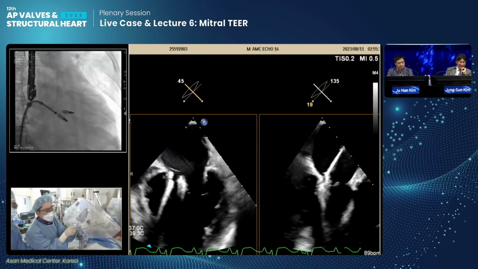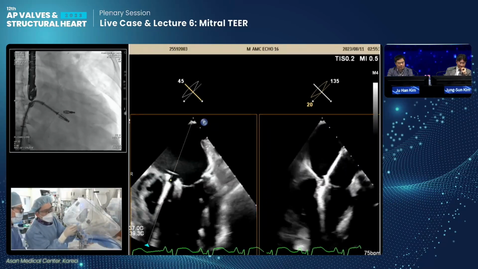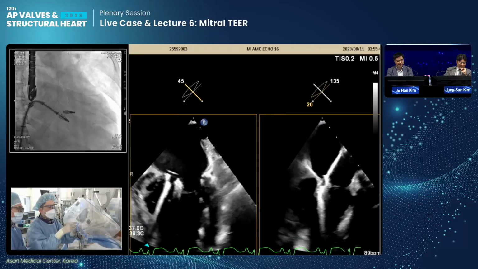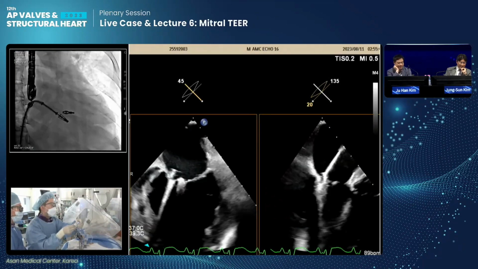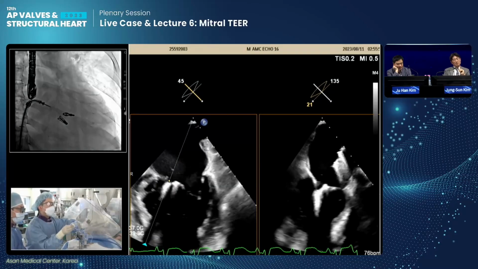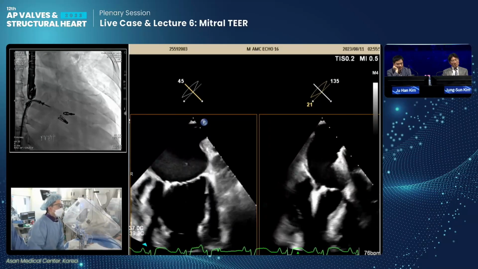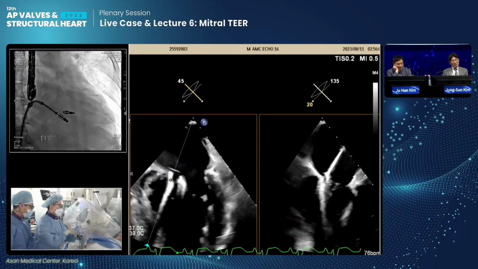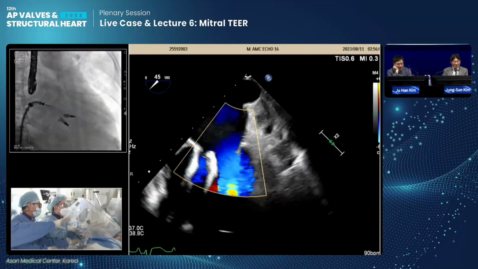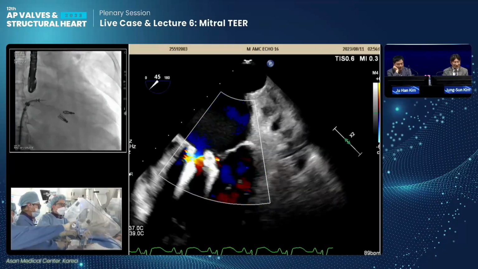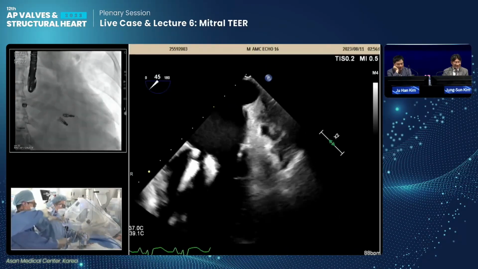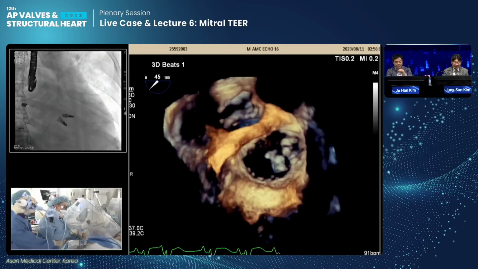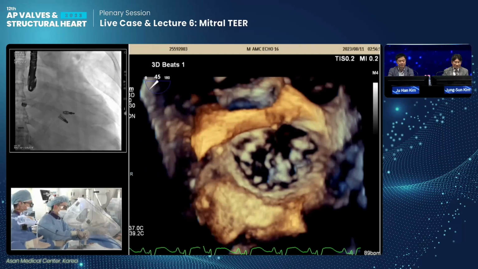Deploy. Okay, 1, 2, 3, 4, 5, 6, 7, 8. Deploying. Okay, looks stable. How about the echo? Let me check. There is some different trajectory between the two clips. Yes, the first clip is somewhat laterally rotated. You can see that the X-ray image is not so pretty.